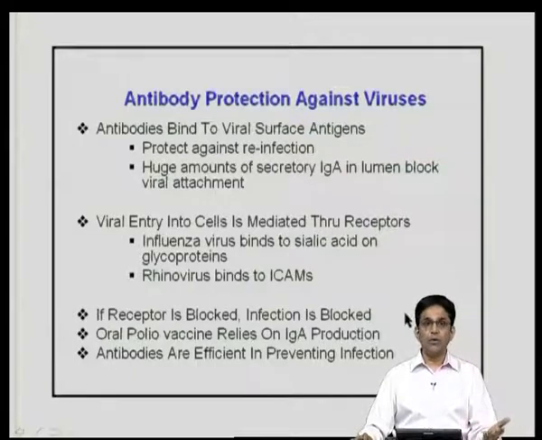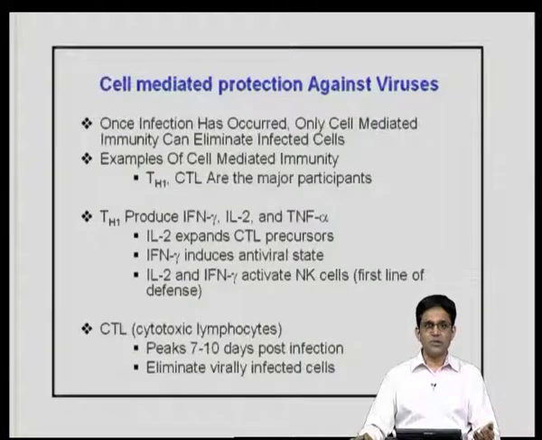In the case of the oral polio vaccine, it relies on the production of IgA, and so you have a good mucosal immune system that is generated. Antibodies are efficient in preventing infection.